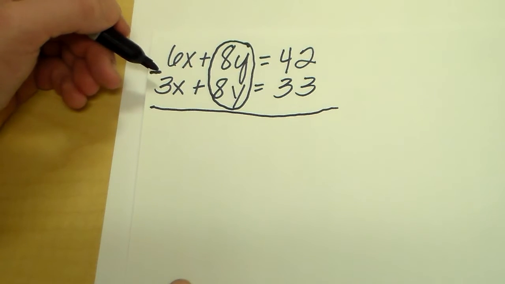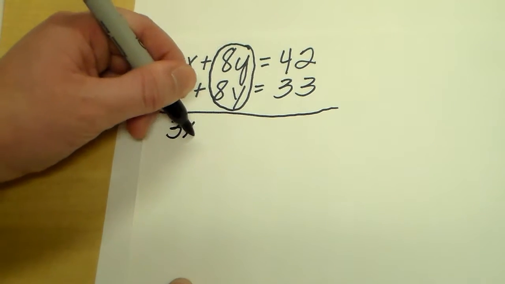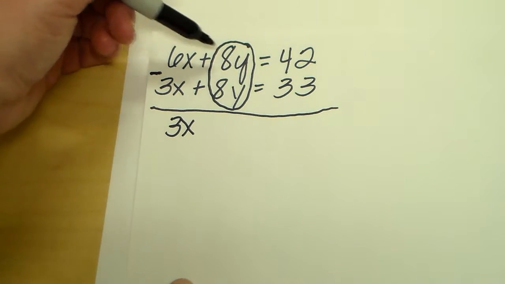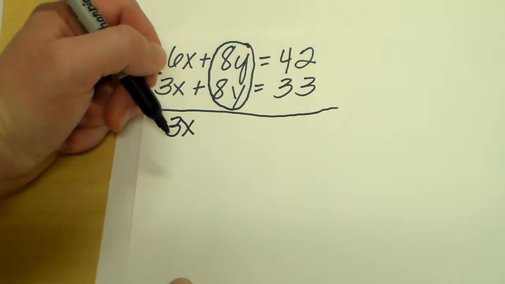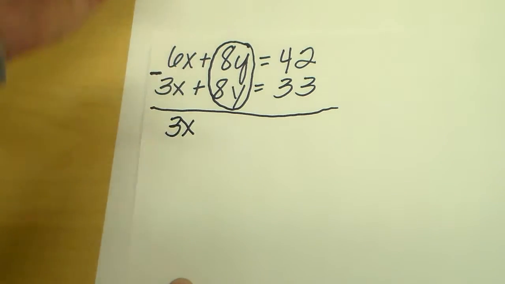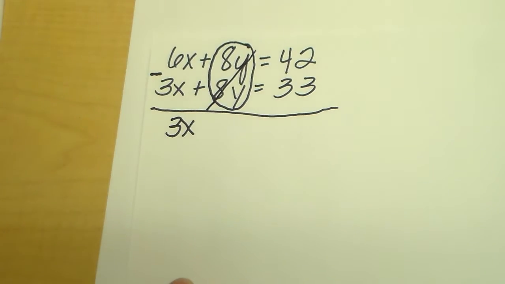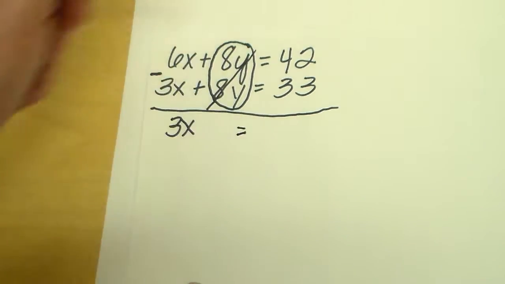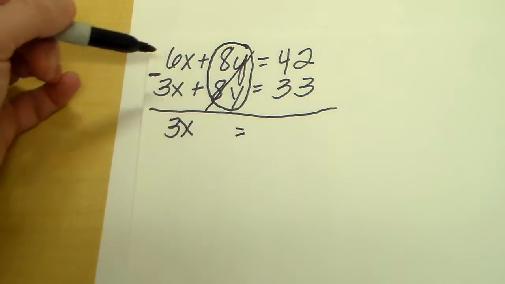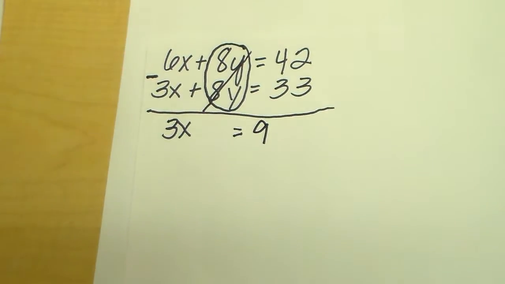So I'll start with my x's. I have 6x minus 3x leaves me with 3x. I have 8y minus 8y, which leaves me with 0y. So I could write 0y down, but if I have no y's left, I'm not even going to write that. I'm just going to cancel them out. And then I still have to think about this side. I have 42 minus 33, which is 9. So I have 3x equals 9 at this point.